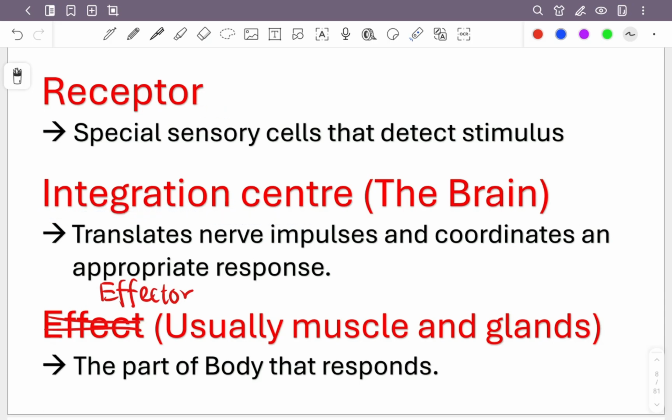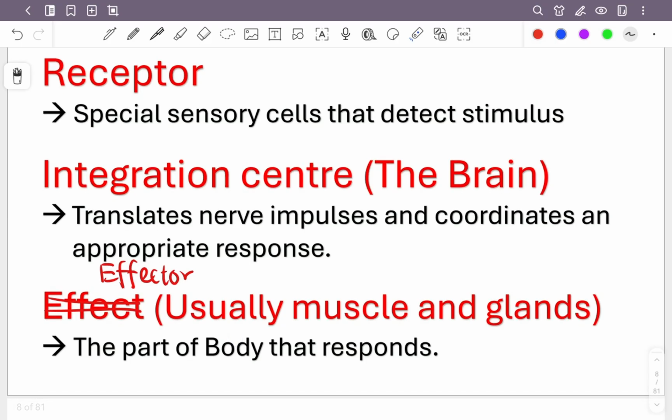So it's like the CPU, the processor, correct? The integration center. Just now I used an analogy to describe it as a CPU or processor. It is the place where the nerve impulse is processed, which we usually refer to as the brain. The brain is like the CPU of our body, correct? So it will translate or interpret the nerve impulses. This is the word that I want to see when you answer exam questions: the nerve impulse. And it coordinates a response. So your body will interpret the signal and tell your body what it should do.